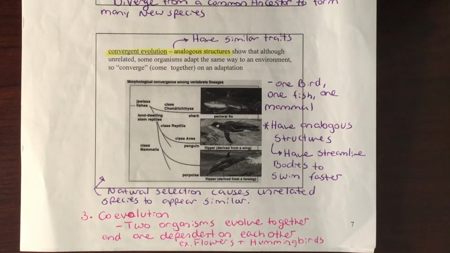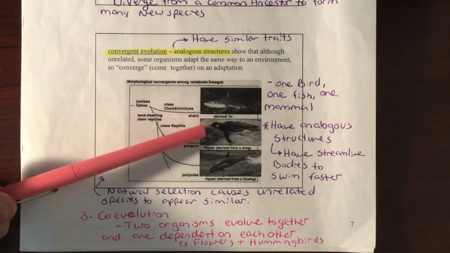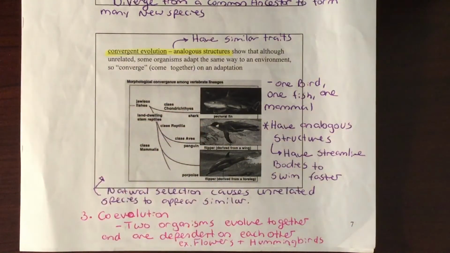So let's think about a shark, a penguin, and a porpoise. They all live in water. One's a bird, one's a fish, one's a mammal though. So they're completely different organisms. They all have analogous structures. Those analogous structures are streamlined bodies that allow them to swim faster. Even though they are completely different organisms, they are coming together. They're living in the same environment. They have these streamlined bodies.